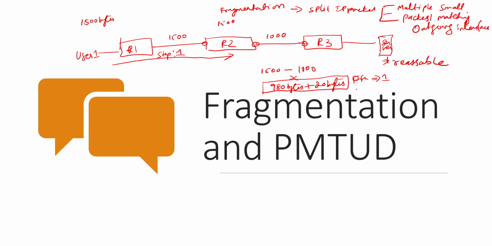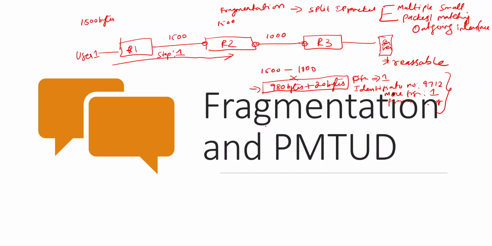Then I generate an identification number, let's say 9712. This is my identification number. Then I set a flag called more fragments to 1. Then I set the fragment offset. These are the fields I set in the IP packet after splitting it into smaller chunks. The first packet is sent from here to there and then passed to the destination.